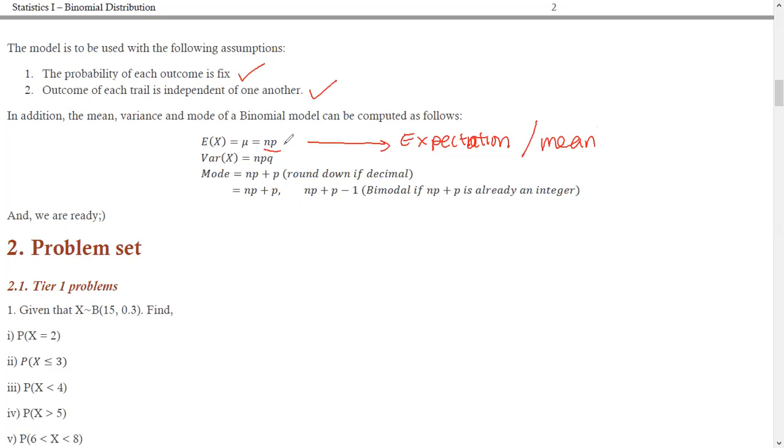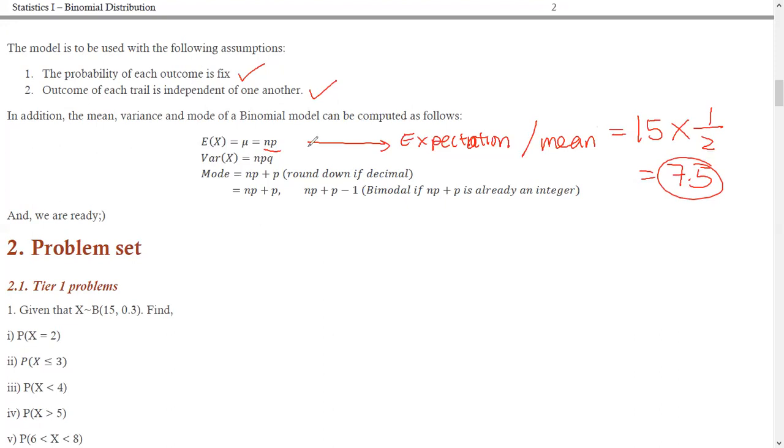This is actually a very common sense formula, np. For example, using the example that we used just now, the number of times you throw the coin is 15. The probability of getting a hit is half. So meaning to say that we'll be expecting ourselves to get 7.5 hits in the experiment, which is very logical.